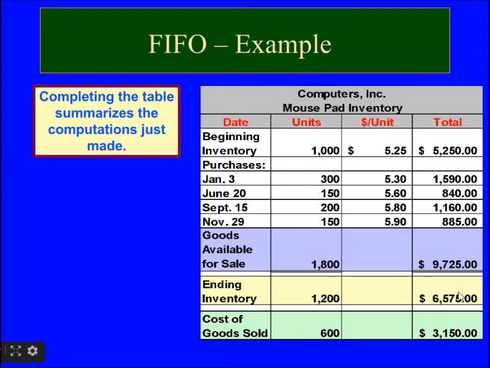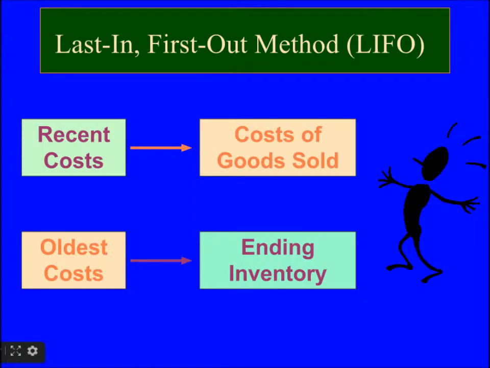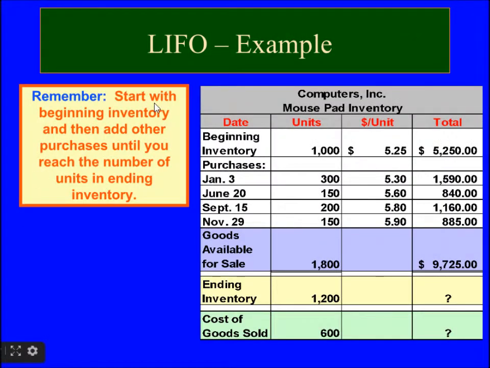This is just putting everything in the table, calculated as we calculated before. The last in, first out method uses recent cost to calculate the cost of goods sold and oldest cost to calculate the ending inventory. So remember that in last in, first out, we start with the beginning inventory and then add the other purchases until you reach the number of units in the ending inventory.